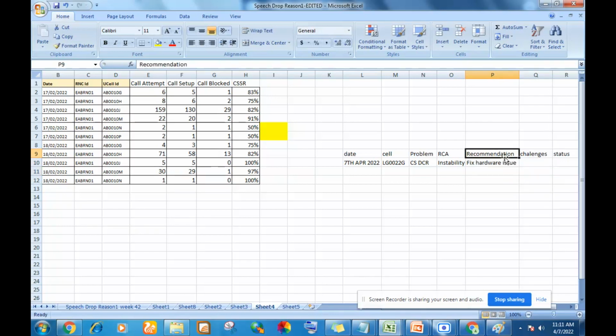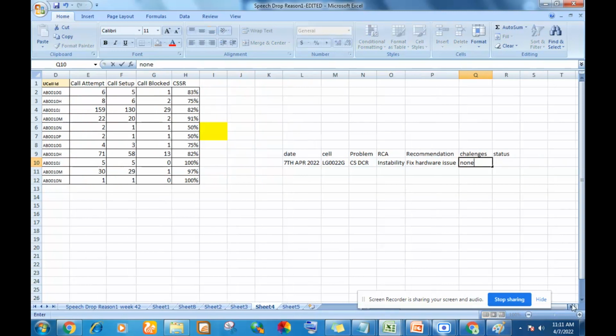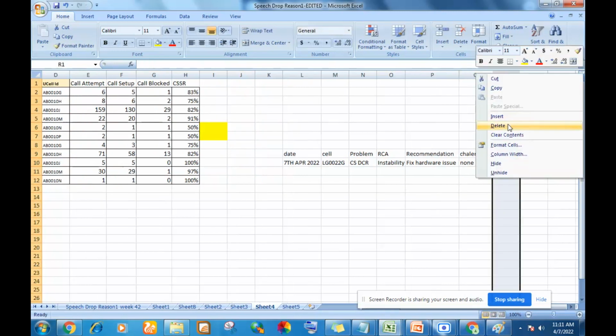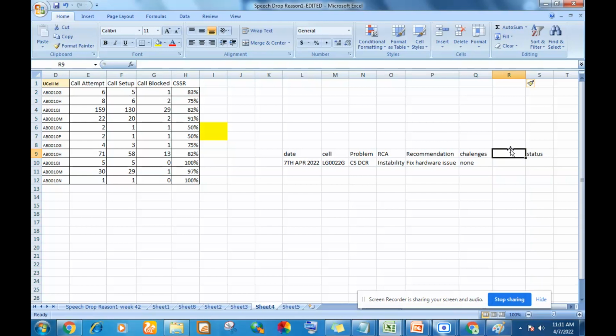Okay, because when you talk about hardware issues, causes alarm, there's always alarm you need to check. Okay, what's the problem with this site? Any challenges? No. Maybe there's a challenge, but none. Okay. A very good thing you can also add is timeline. You can put up a timeline for when you think you can resolve this issue. My timeline is 8th of April, 8th April 2022.